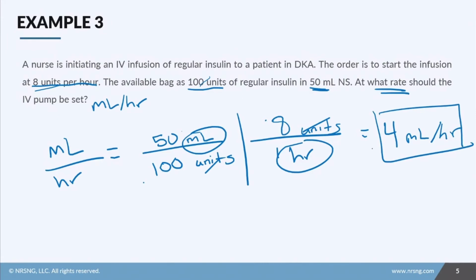Does it make sense? Well, we know there's twice as many units per every mL. 8 units an hour being 4 mL an hour makes sense to me. Doesn't seem like we're going to overdose them with insulin. Okay, let's look at the next one.